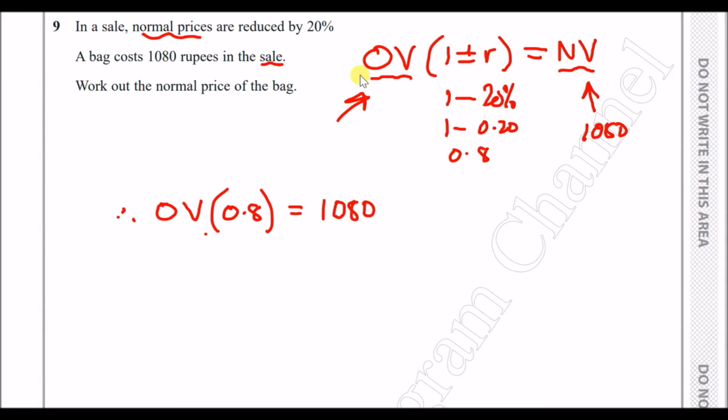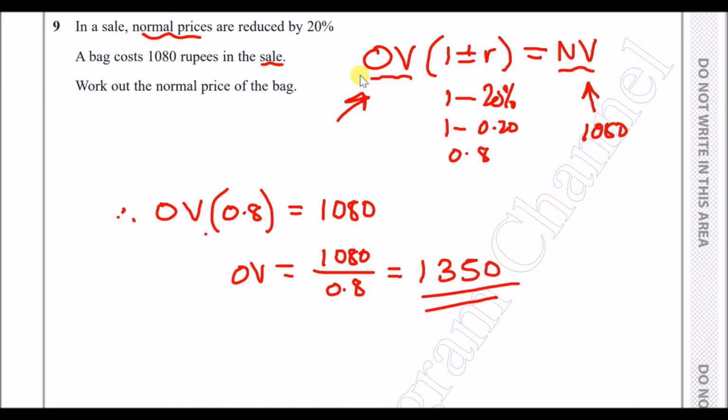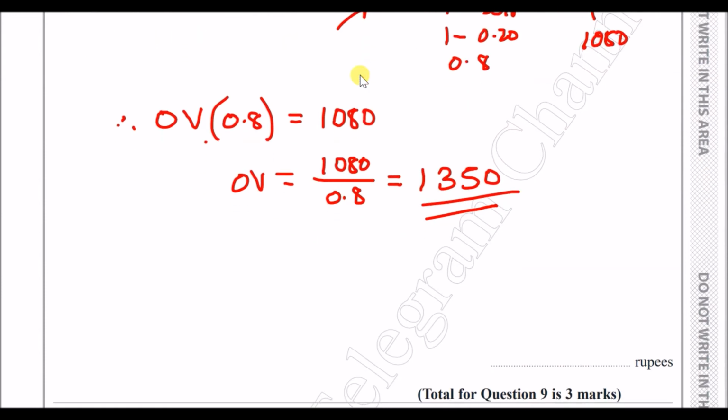To get the normal price, just make OV the subject. So divide 0.8 across, you get 1,080 over 0.8. And that's it, guys. This is your answer. So 1,080 divided by 0.8, that means the original price was 1,350 rupees. Not too bad. A bit pricey, I'm not going to lie, but decent. So 3 marks for that.